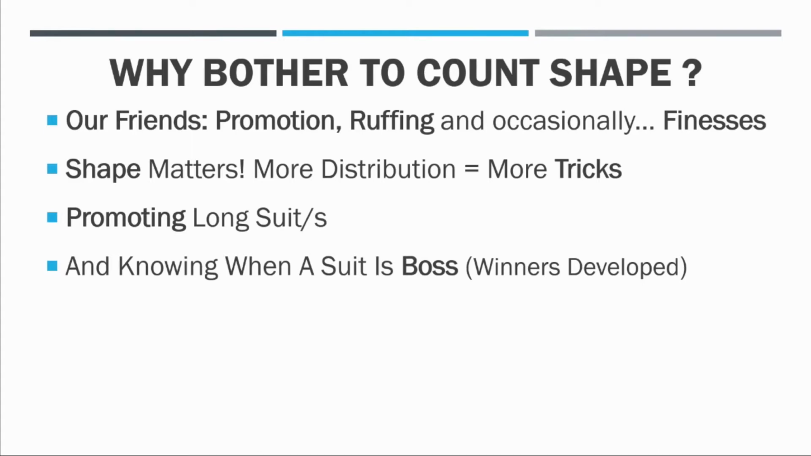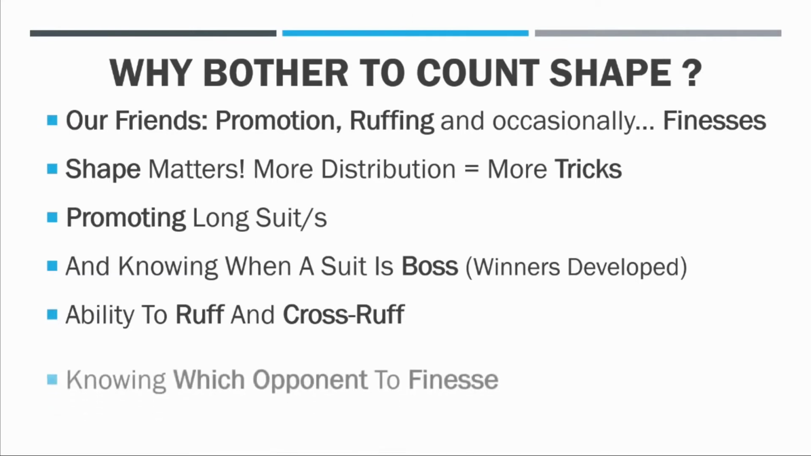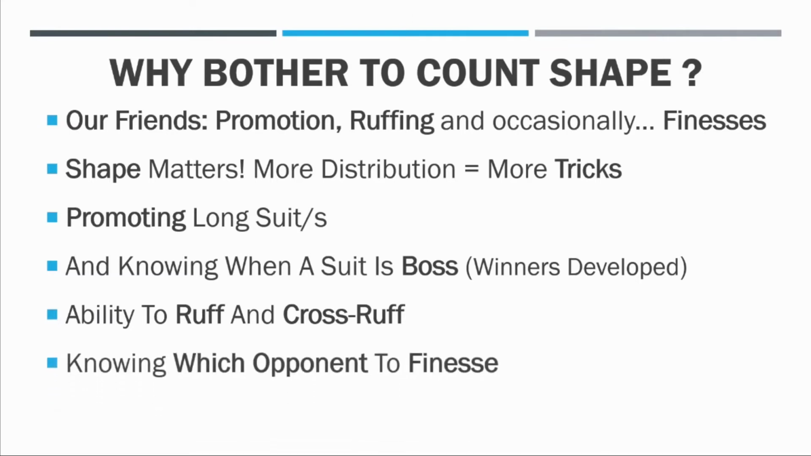So, okay, we want to know when the suit is boss. Once we have promoted the suit is the main part of how we develop extra tricks. Another is, if we have short suits, normally it's in the dummy, but it could be where we have shortness opposite. Rather than promoting, sometimes it's better if we don't have the top winners in trump. We want to rough and maybe even cross-rough back and forth to get our extra tricks before they get theirs.